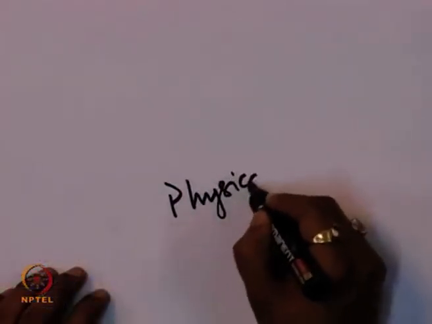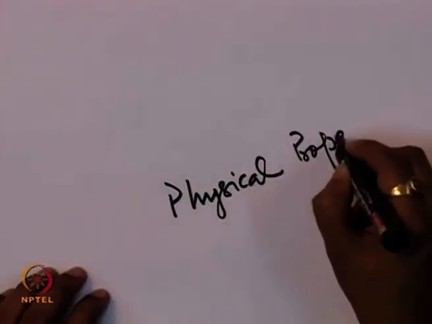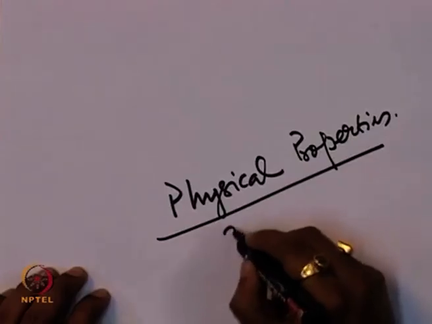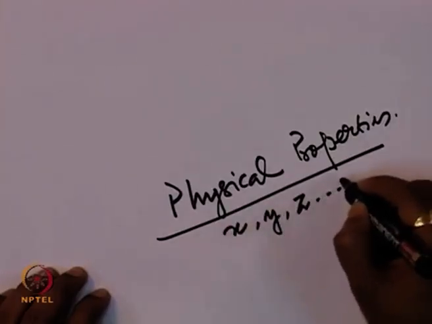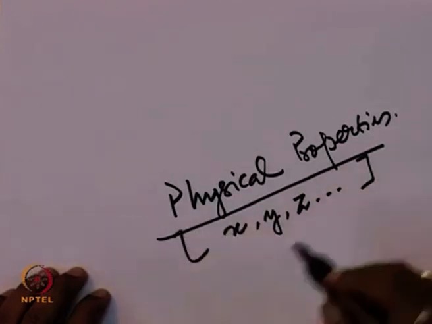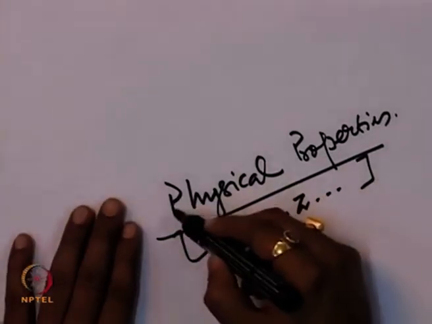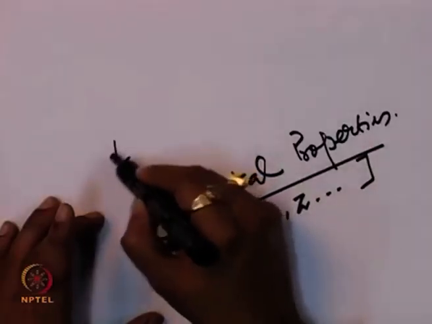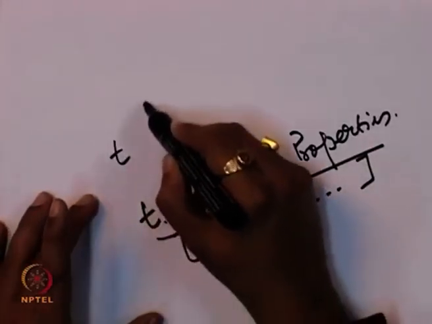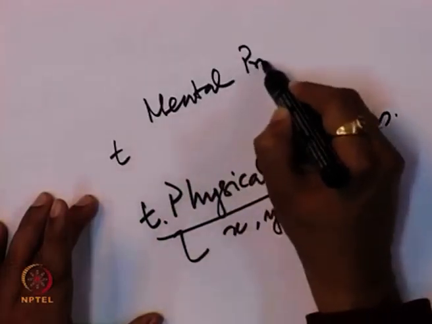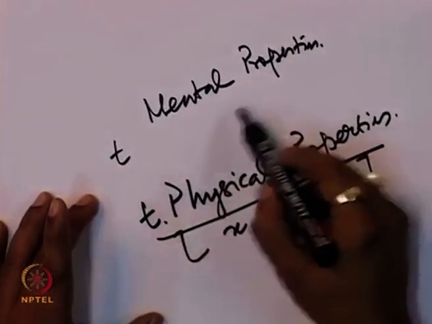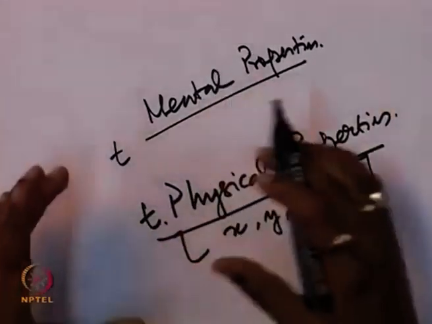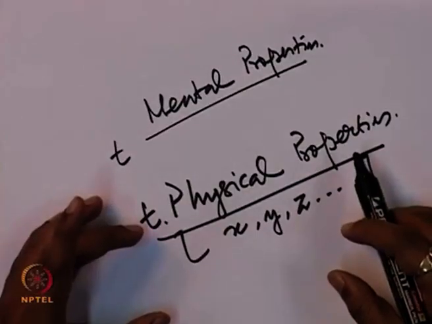So, when we talk about, let us say that there are physical properties, say x, y, z, etc., and when we talk about these physical properties at a time t, then at the same time, as I said, you have all mental properties. Now, these mental properties are co-occurring along with the physical properties.